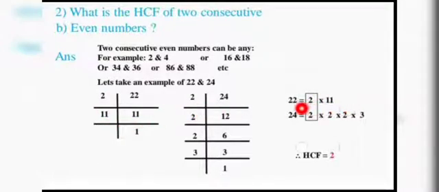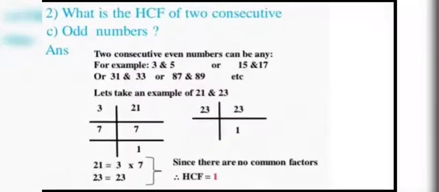We are going to list it here. And for 24, we do the factorization. We get the prime factors as 2 multiplied by 2 multiplied by 2 multiplied by 3. And when you look at the common numbers in them, you will find that only one 2 is common for any two consecutive even numbers. So students, what is the HCF then? The HCF is 2.